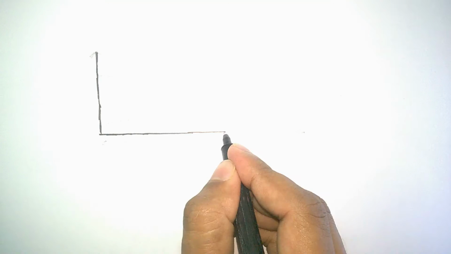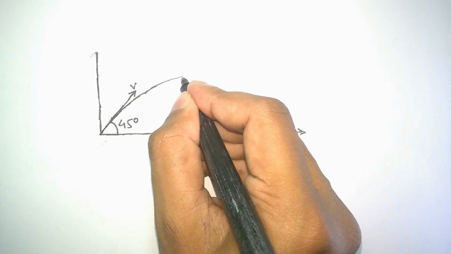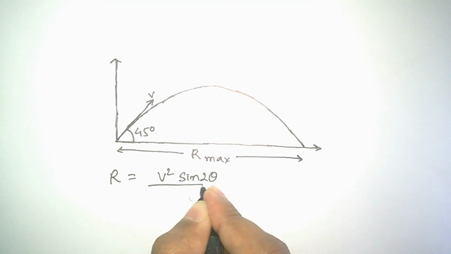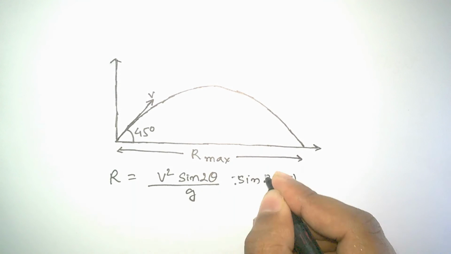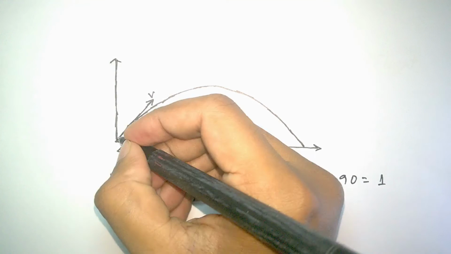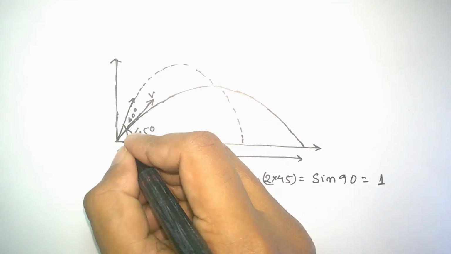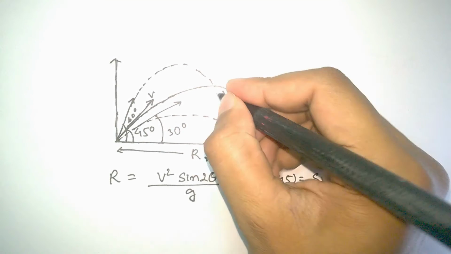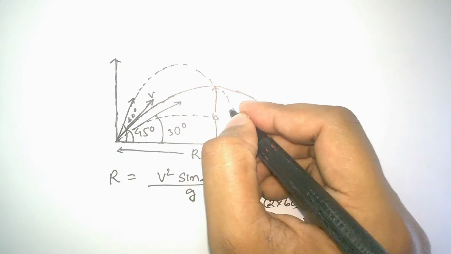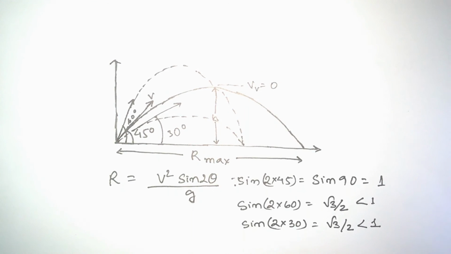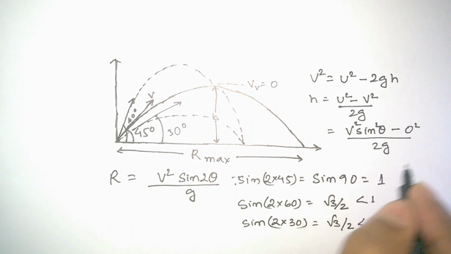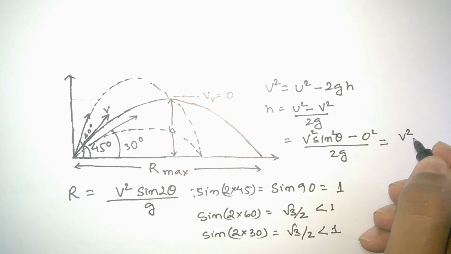Now, the maximum horizontal range will be for a launch angle of 45 degrees, since the value of sine 2 theta will be unity in this case. At any launching angle other than 45 degrees, the value of sine 2 theta will be less than 1, reducing the value of the horizontal range. The maximum height the ball can reach will be the distance that it will cover vertically upwards with the gravitational deceleration to the point where its velocity will become 0.